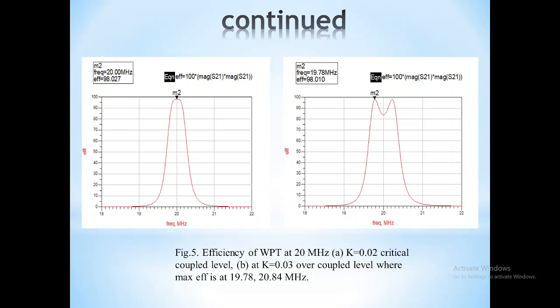Here at 20 MHz, we can see that at coupling factor equal to 0.09, the critical coupled level, the maximum power transmission efficiency is also at 20 MHz, because K equal to 0.09 is critical coupling, and the maximum power transmission efficiency equals 98%. Whereas at K equal to 0.03, which is the overcoupled level, the maximum power transmission efficiency decreases sharply at 20 MHz, the resonant frequency, and becomes higher at two new frequencies above and below the resonant frequency, at 19.78 and 20.84 MHz.